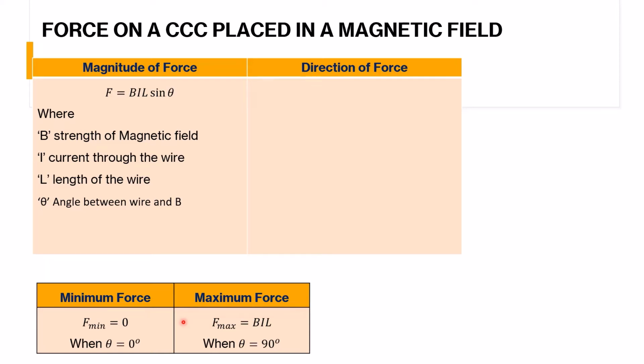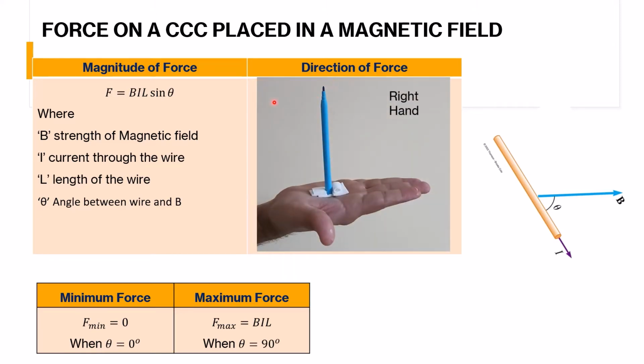Now focus on the direction of the force, which is very interesting. The direction of the force on a current carrying conductor placed in the magnetic field is simply given by the right hand rule. We have to open our palm and place it in such a way that our fingers point towards the magnetic field. The thumb should point towards the current. Then from the center of the palm, out of the palm, in this way the force acts.